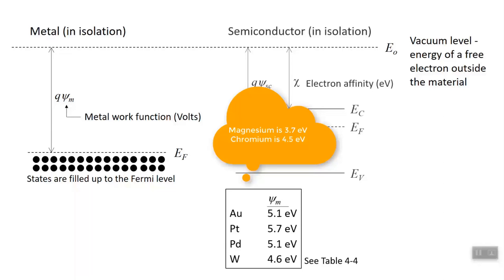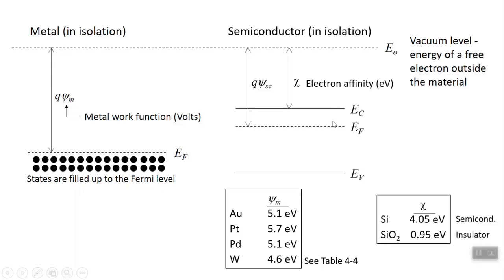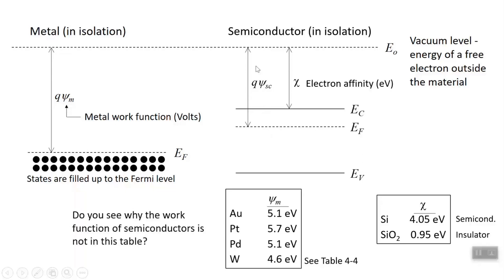Now let's look at a semiconductor. And I'm saying in isolation, that is, this is the band diagram of a piece of metal over here and a semiconductor over here. They haven't been brought together yet. And you have your valence band, your conduction band, your Fermi energy in between. We still have a work function. The energy difference between the Fermi energy and the vacuum level is the work function.